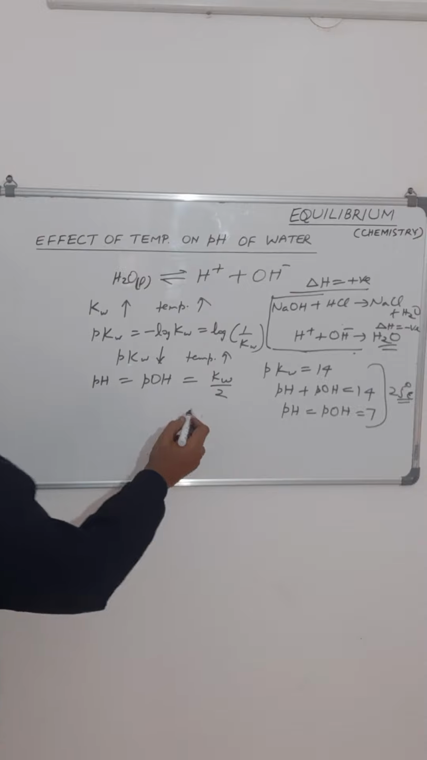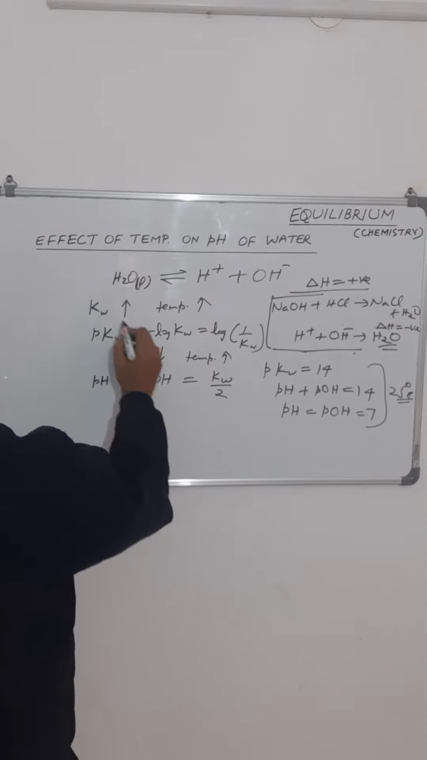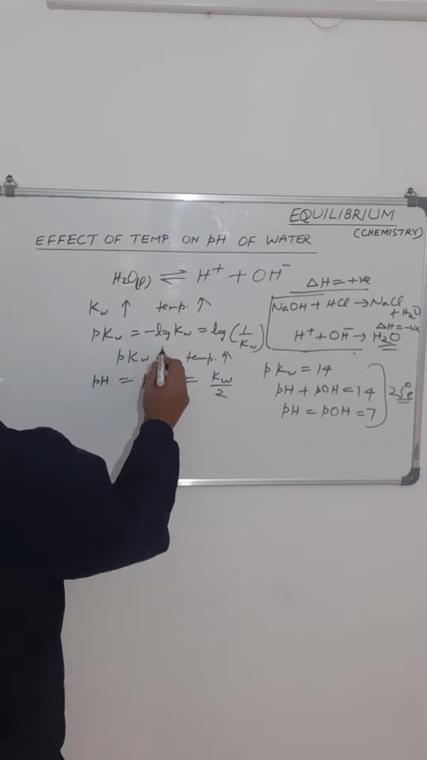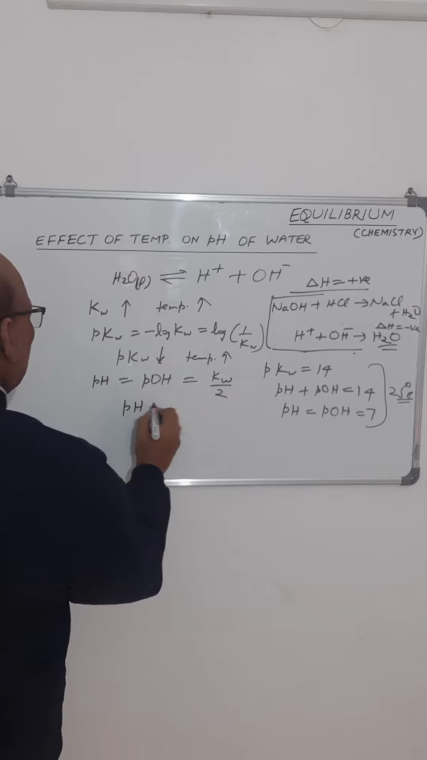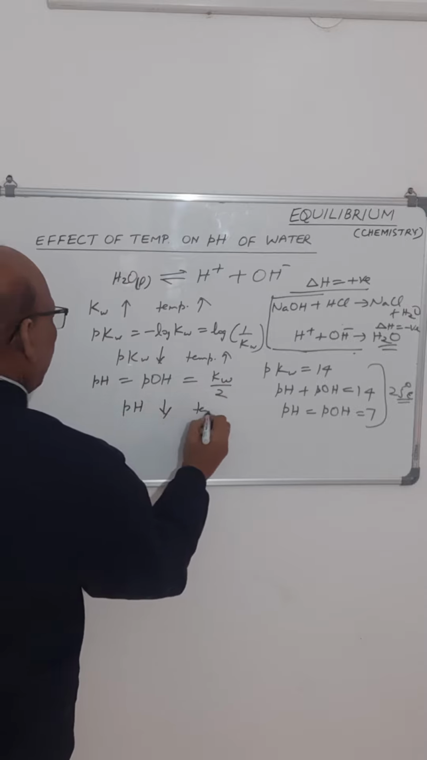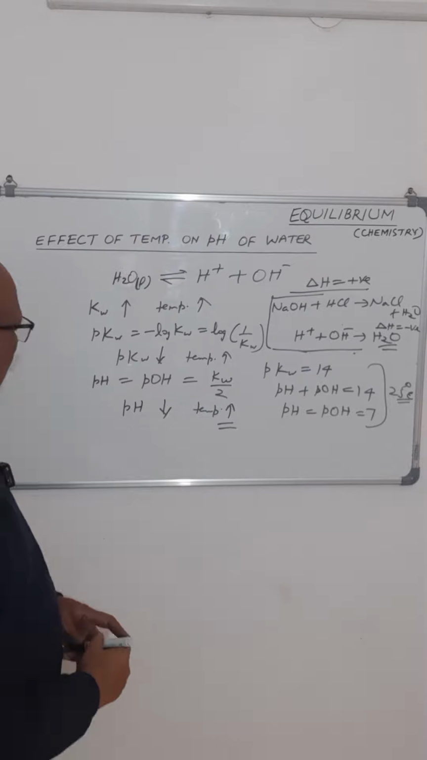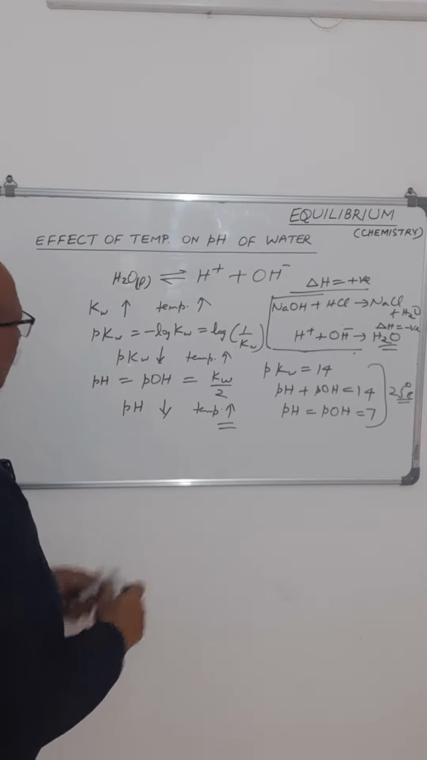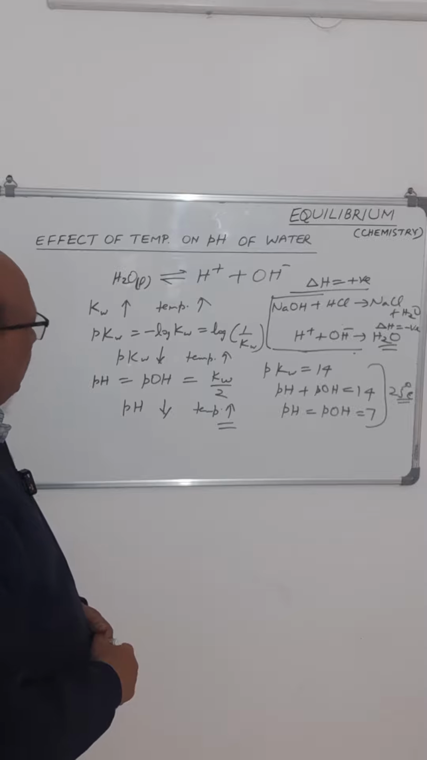Okay, but if we increase the temperature, then what will happen? Then our Kw is increasing, so pKw is decreasing, so the value of pKw will decrease. That means the value of pH will also decrease when temperature increases. But that does not mean that water will become acidic. Water will still remain neutral but at a lower pH value. So that is how the pH of water is getting affected by temperature.